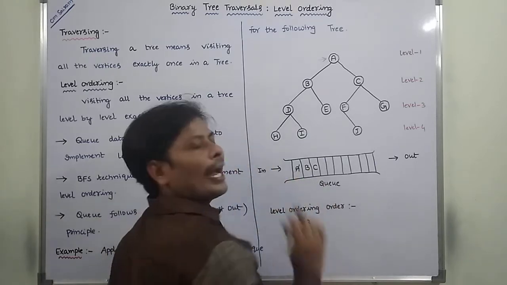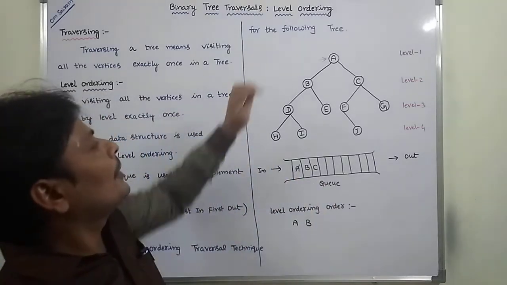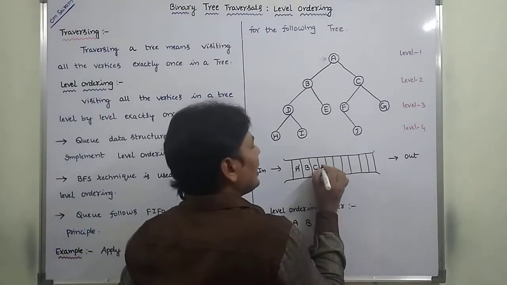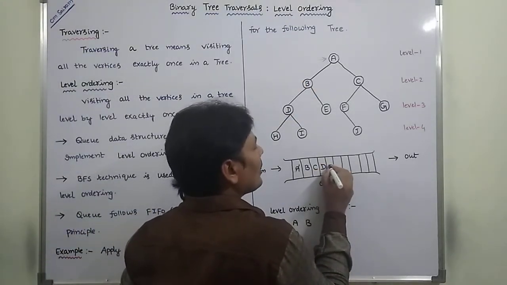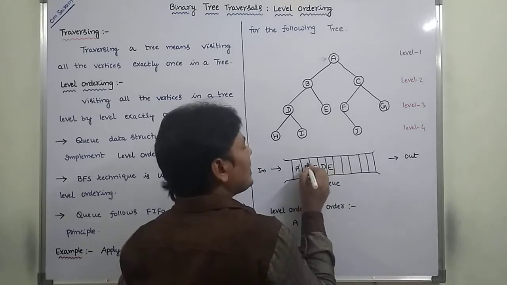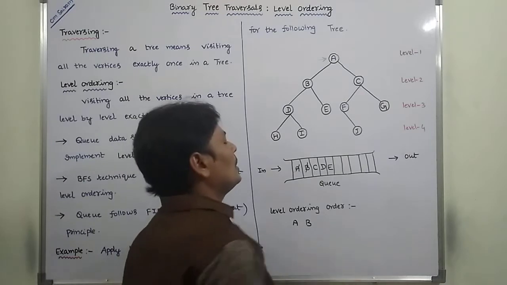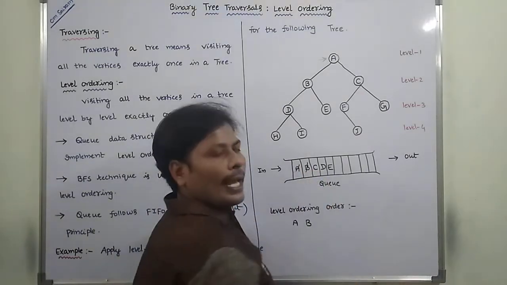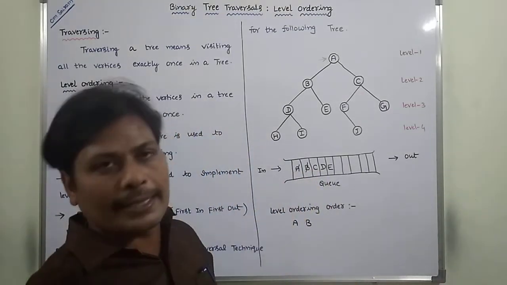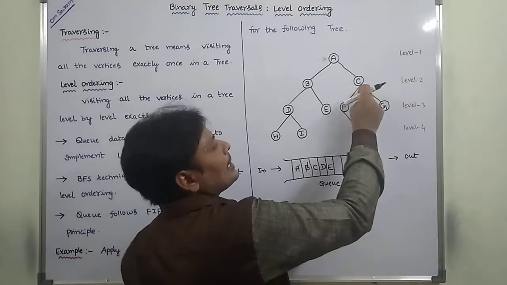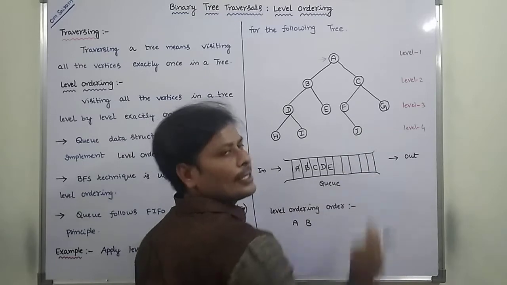Next, what are the adjacent vertices of B? D and E. So those are inserted into the queue and B is removed from the queue. Now what is the next element in the queue? That is C. What are the adjacents of C? C adjacents are F and G.